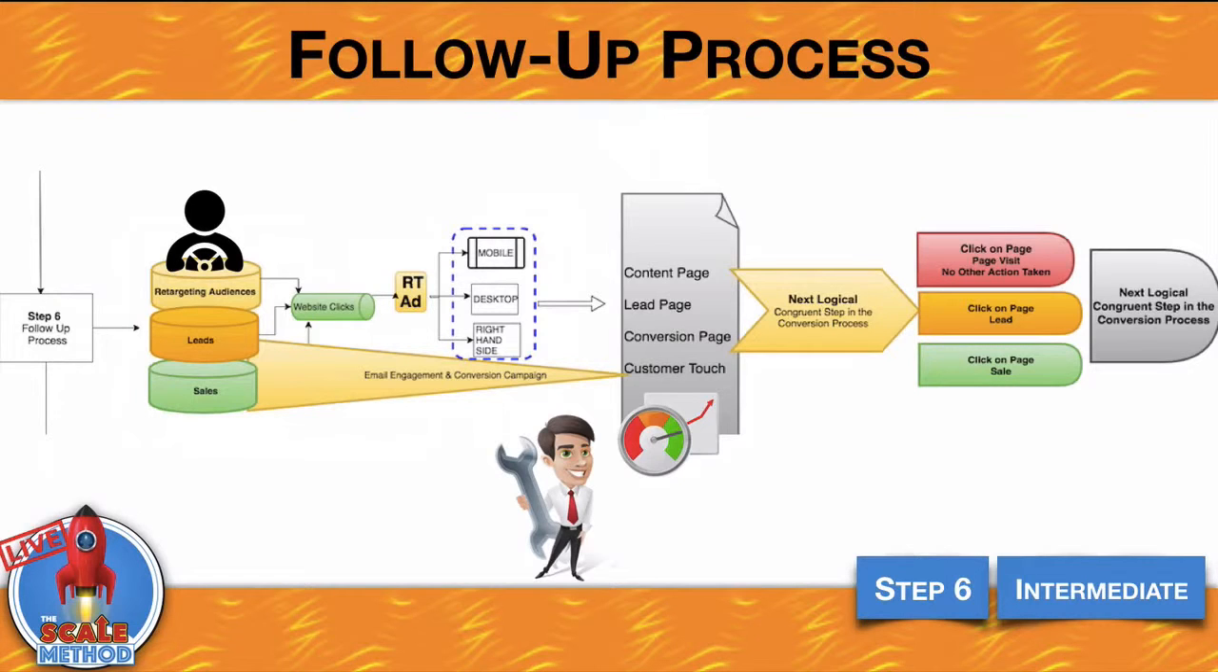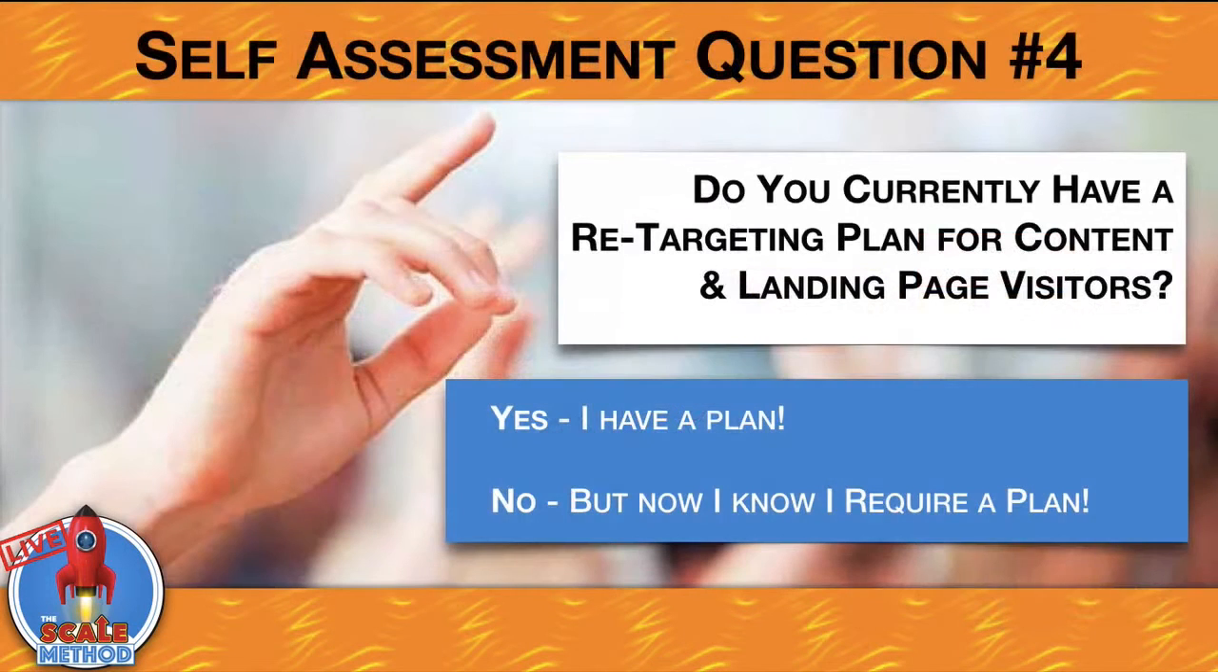Now, we want to retarget everybody with website clicks, and I wish I had enough time to spend on why we only use website clicks for retargeting, but this is something that we deal with in the extended training of the Live Scale Method trainings. But we're going to retarget with content with mobile, desktop, right-hand side. We're going to send them to content pages to further follow up, to solidify that belief system, to take them to a lead page, a conversion page. And then we're going to focus on the next logical steps. But each step of the way, we must know our critical numbers.